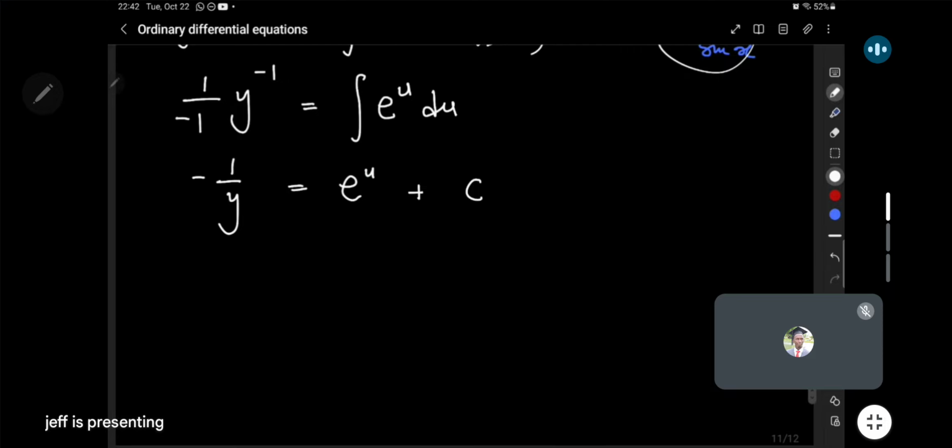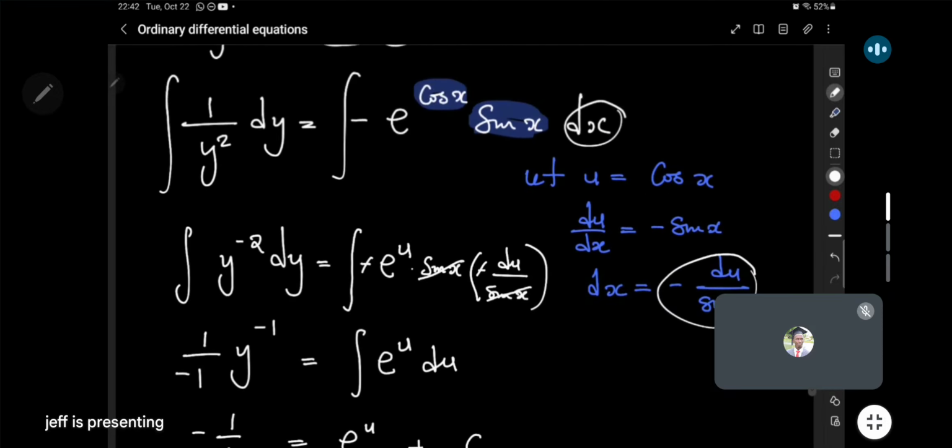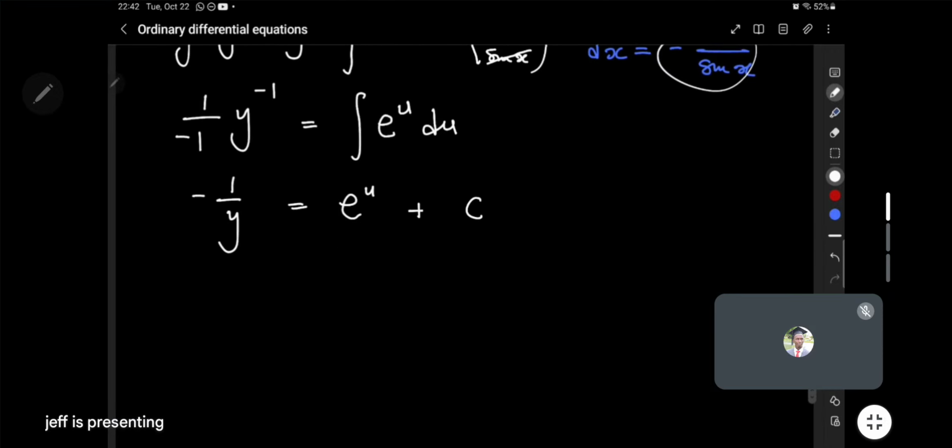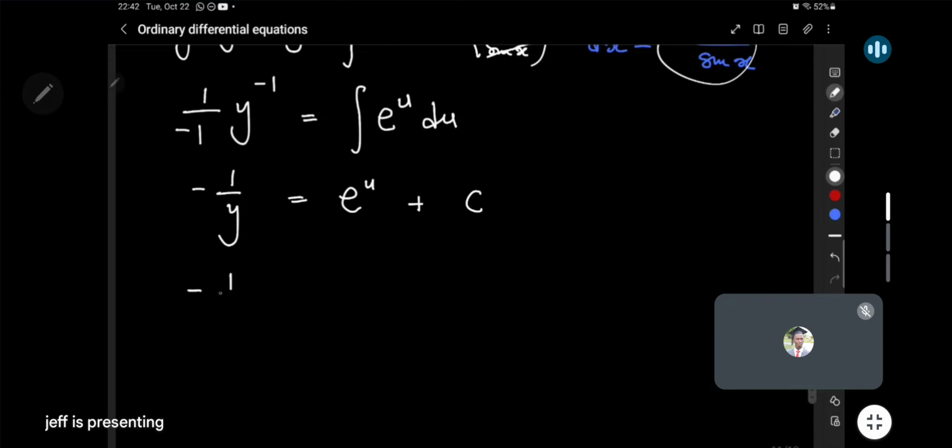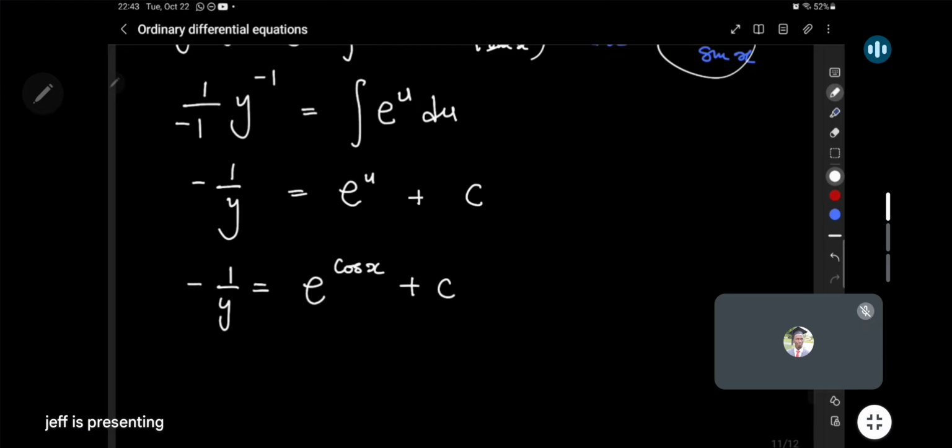We put back what u is. U was defined to be cos x. So that now we have 1 over y is equal to e, where there is u, we'll put cos x plus c. So this one, there are no complications.